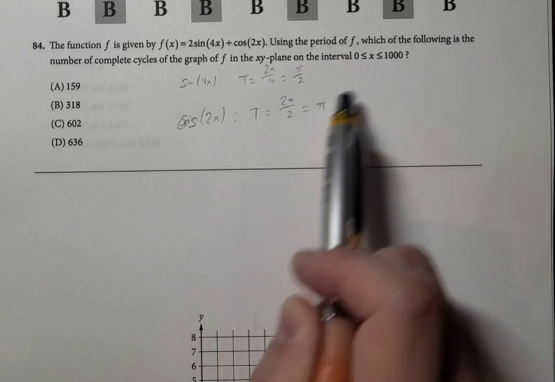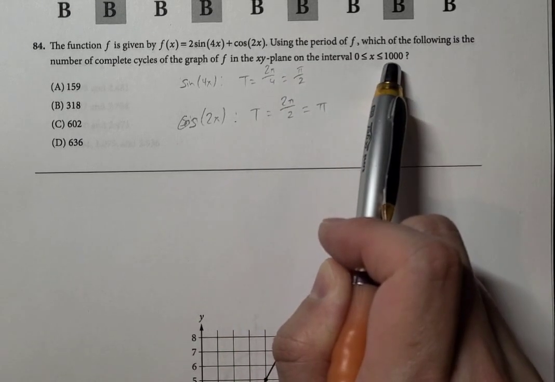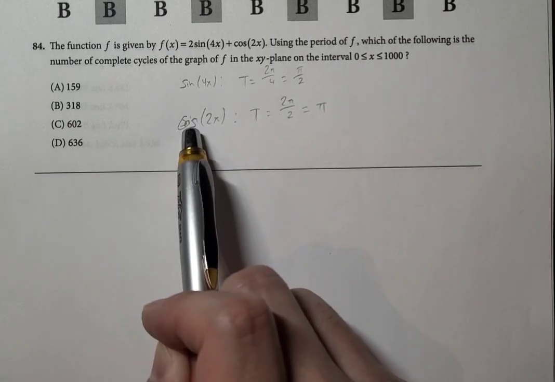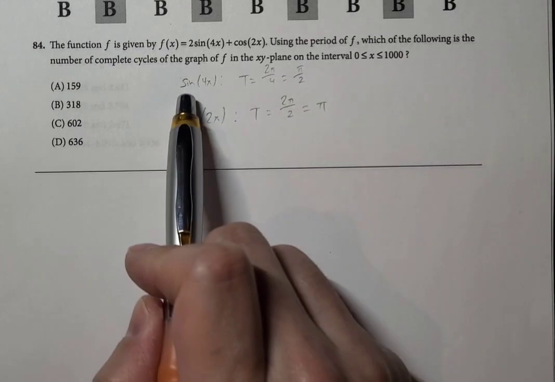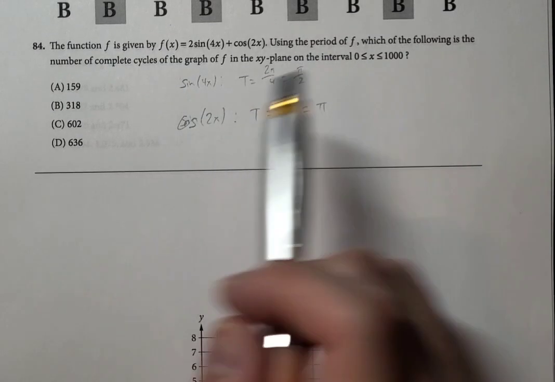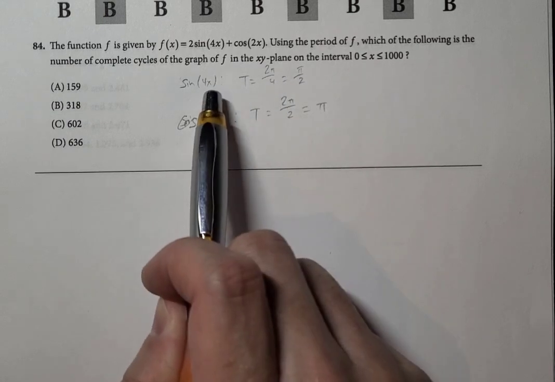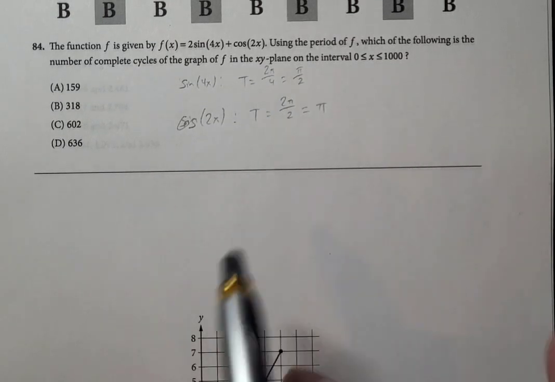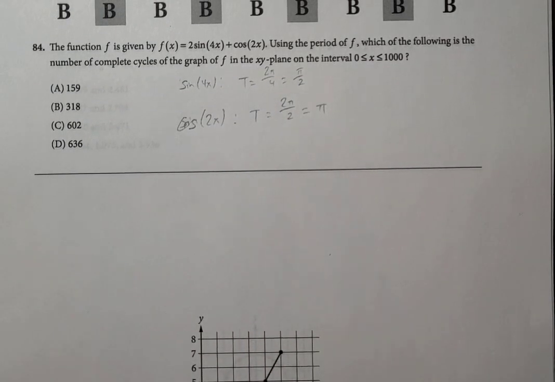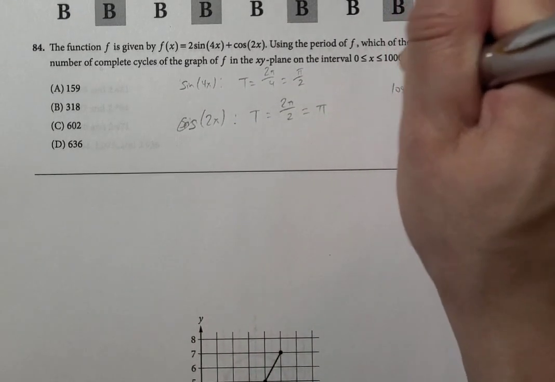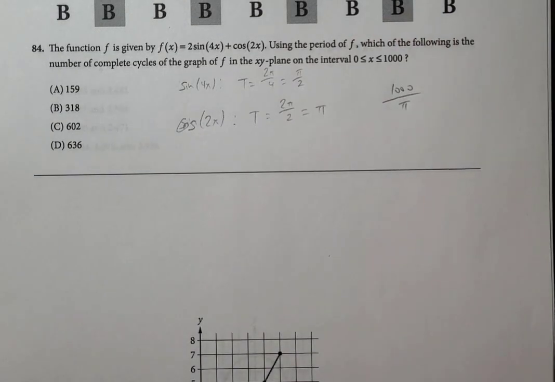Because within this interval, 0 to x, this cosine will have about half the number of completed cycles as this one. Because this one is twice: the period is half, so the frequency is twice. If you remember, frequency and period are inverses. So we just divide 1,000 by pi. And what is that number?